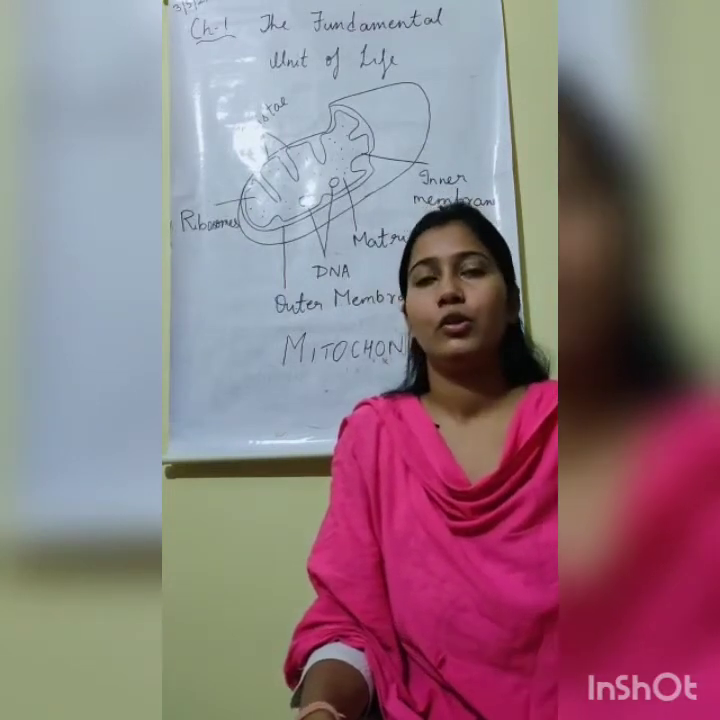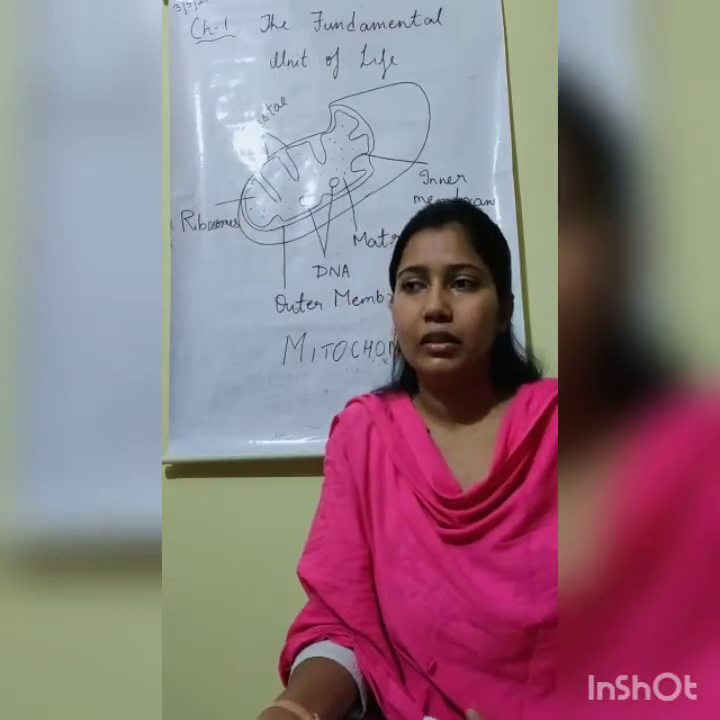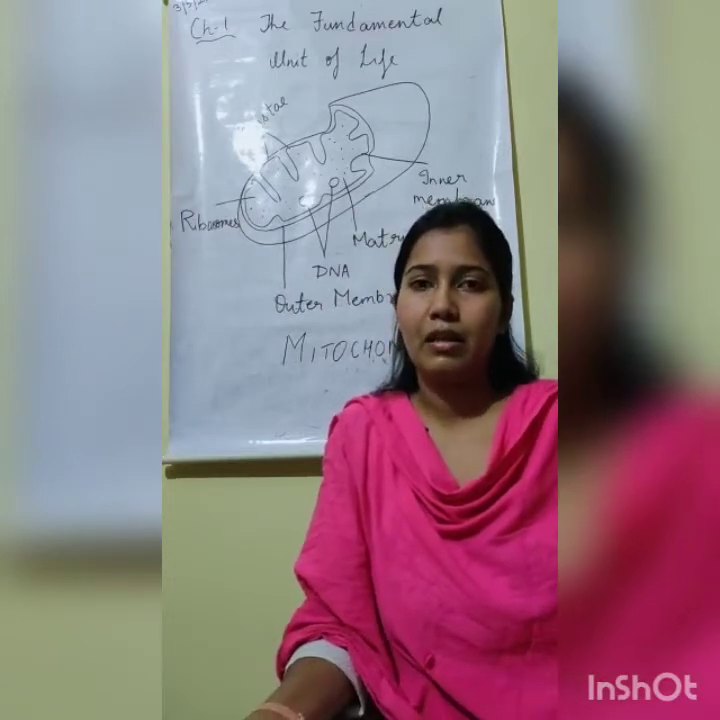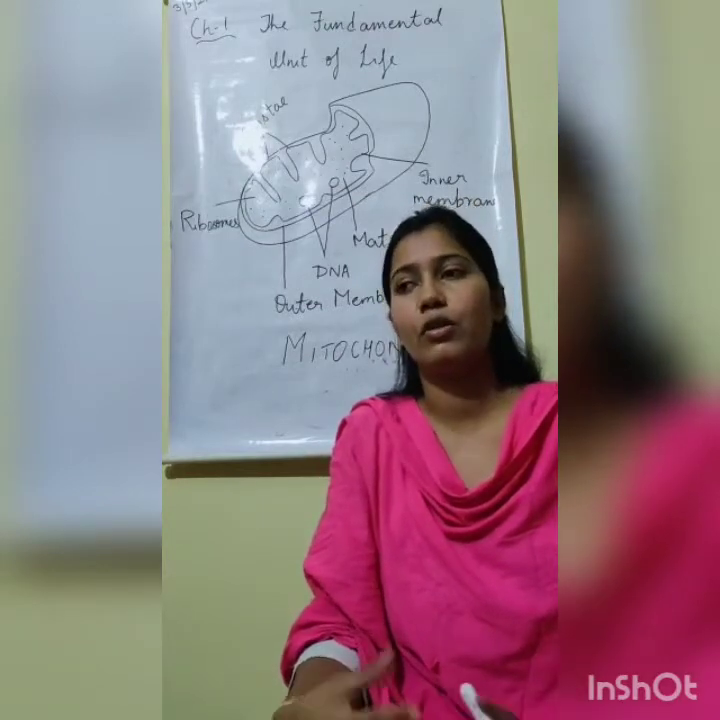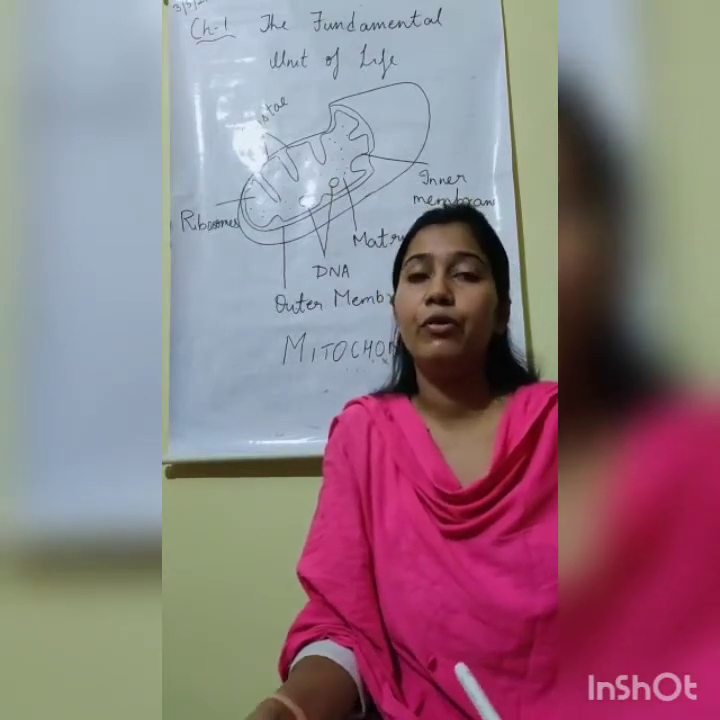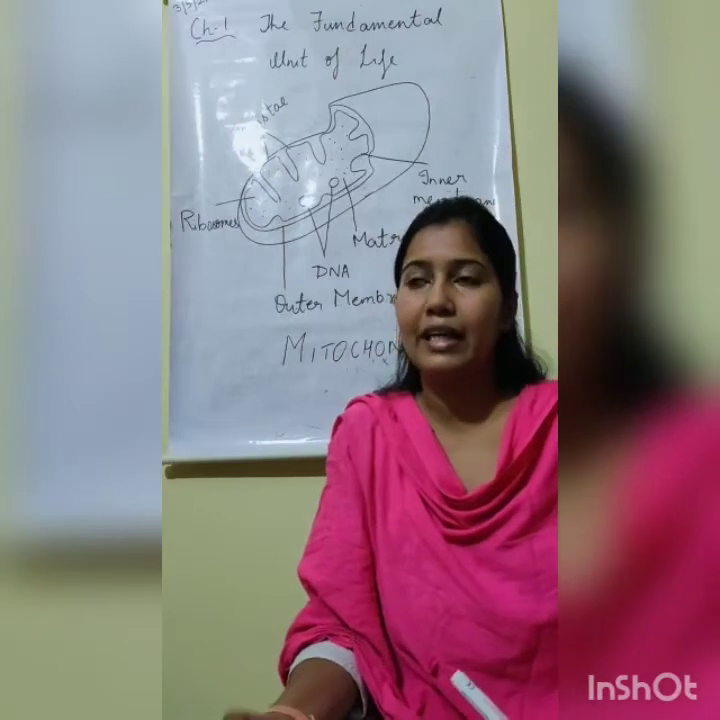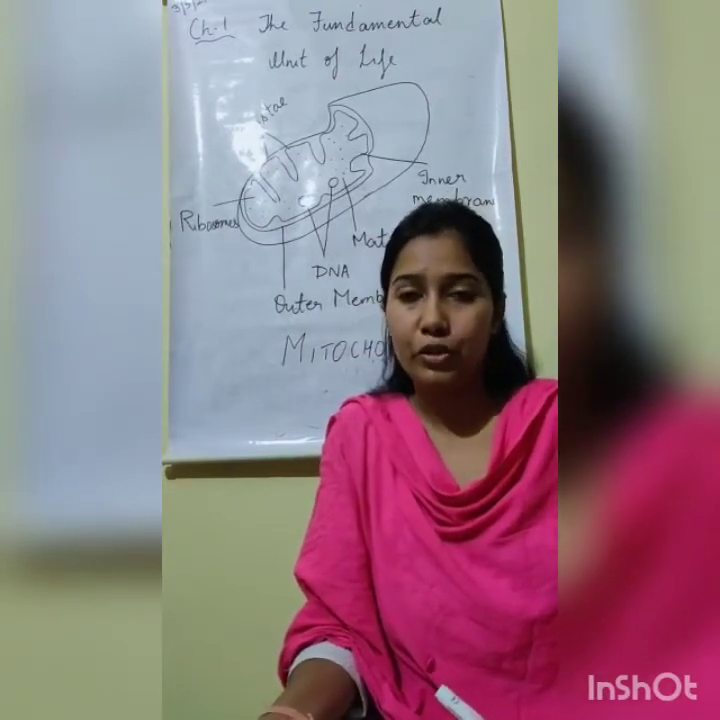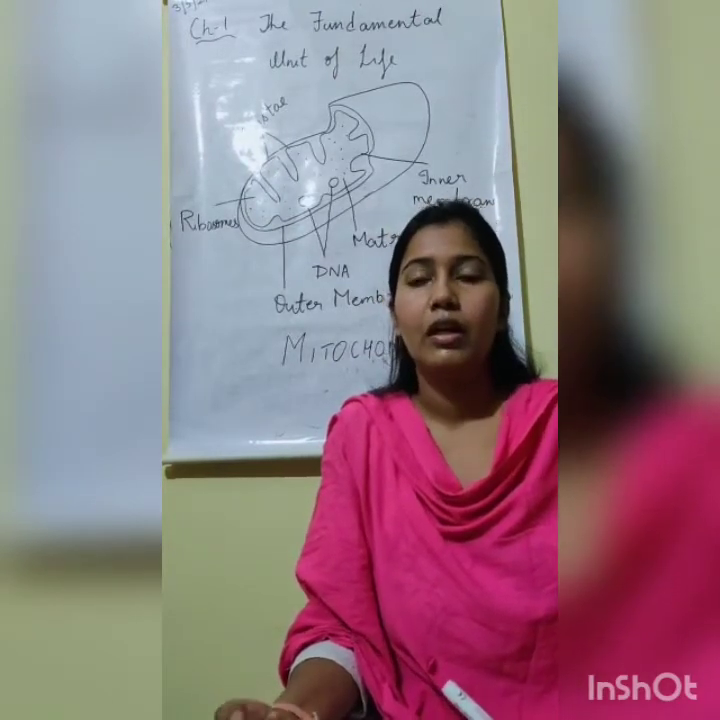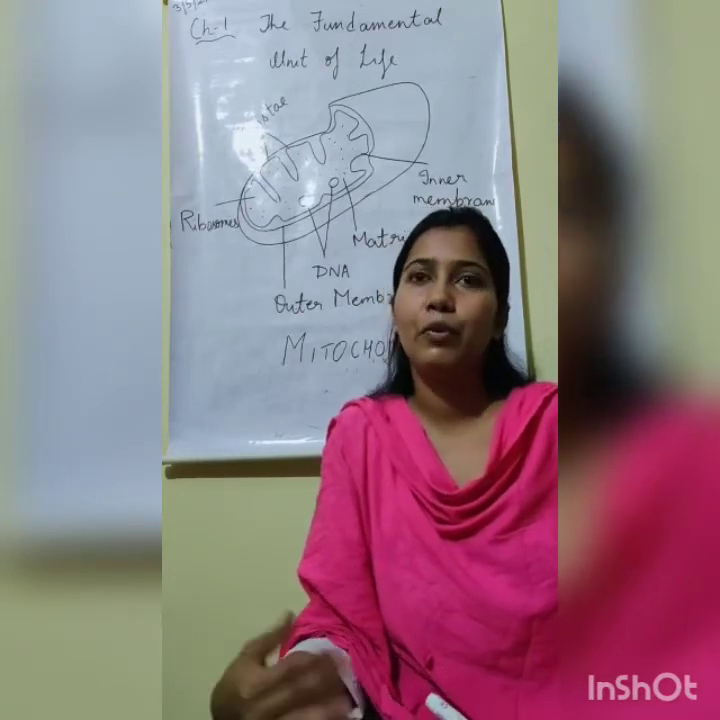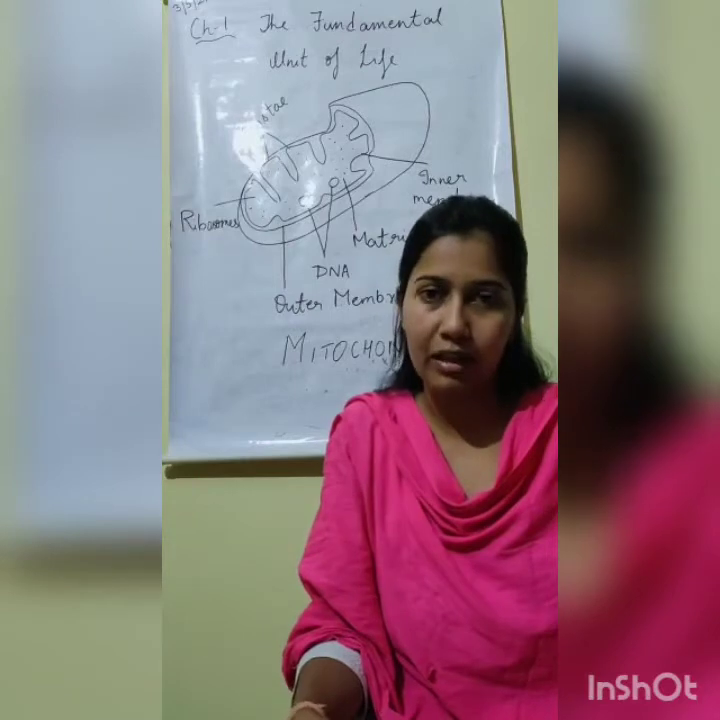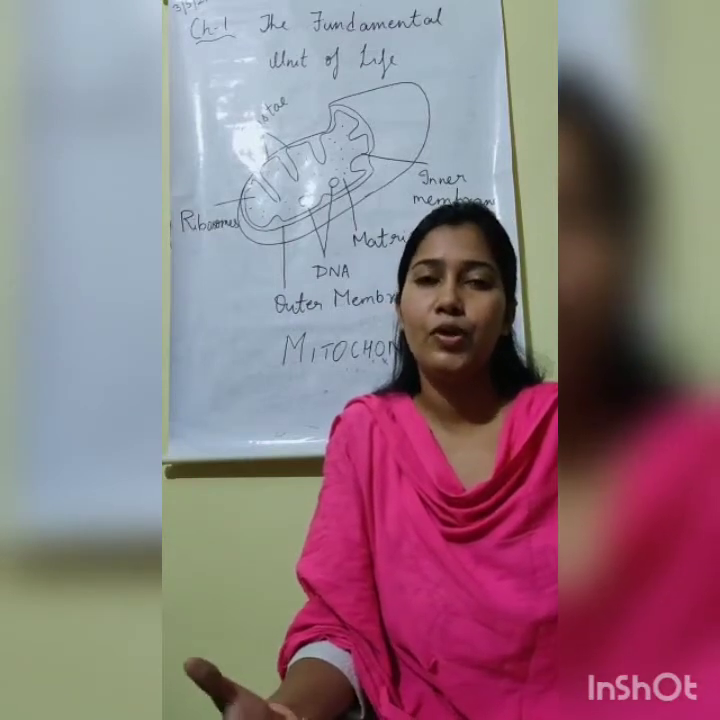Okay, so what you learned in your previous class is about the nucleus and its four components, and a few cell organelles also, like endoplasmic reticulum, Golgi body, lysosomes, and ribosomes. So today I'm going to move on to our next cell organelle, that is mitochondria.